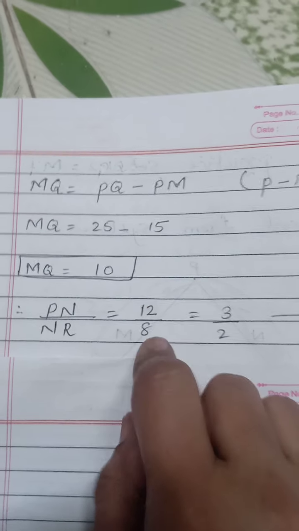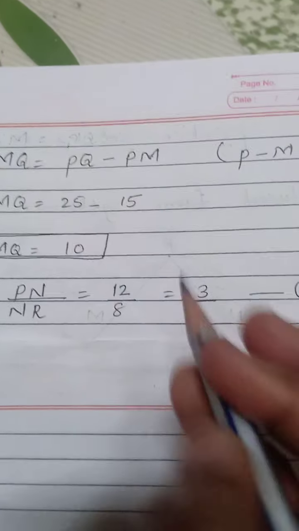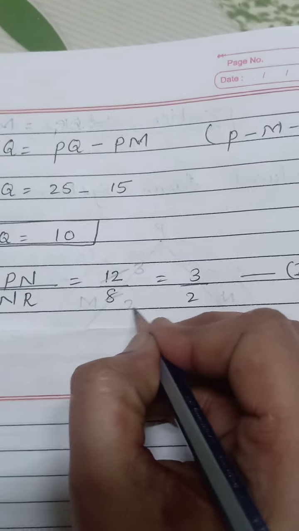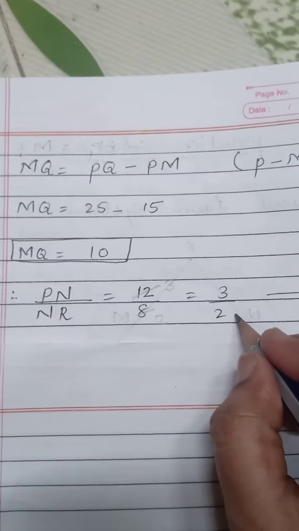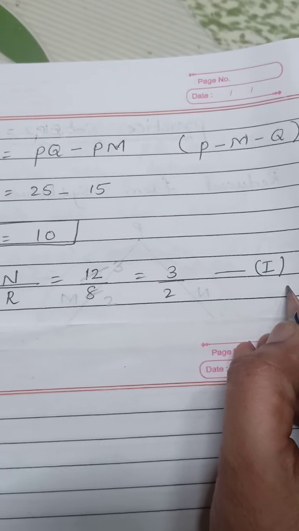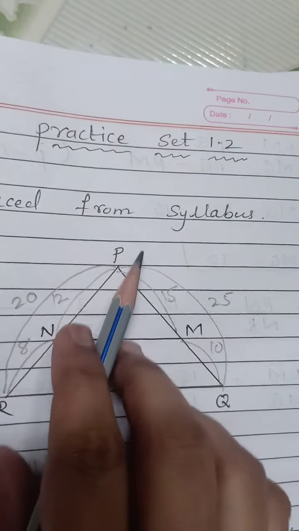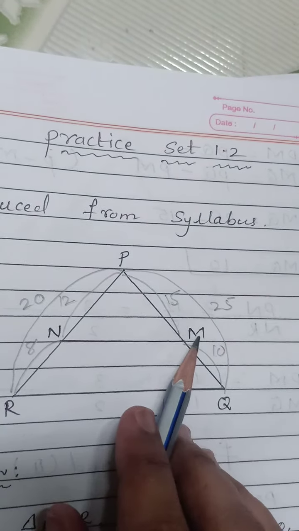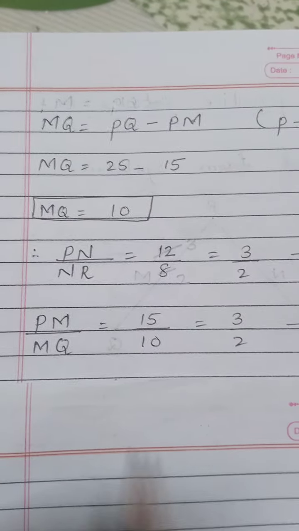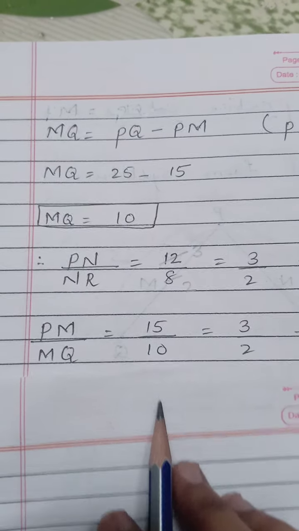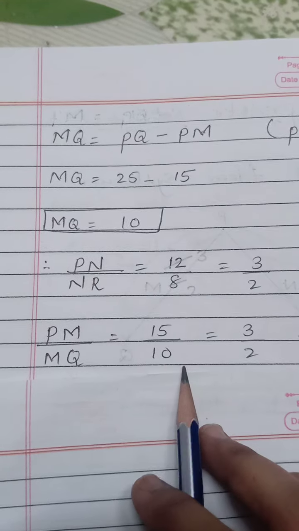Now 12 and 8 we can factorize by 4. So 4 threes are 12 and 4 twos are 8. So the simplest form is 3 upon 2. I have called it equation number 1. Similarly, we will find the ratio on the other side. The second ratio will be PM upon MQ. I have applied the values of PM and MQ, which are 15 and 10.